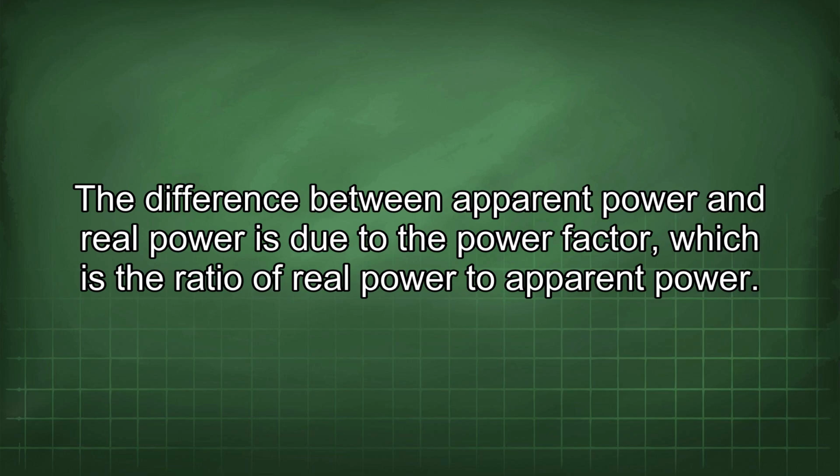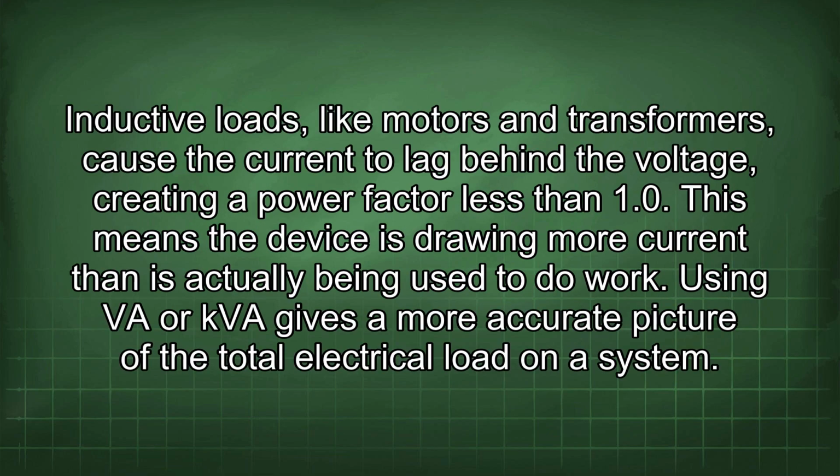power to apparent power. Inductive loads, like motors and transformers, cause the current to lag behind the voltage, creating a power factor less than 1.0. This means the device is drawing more current than is actually being used to do work. Using VA or kVA gives a more accurate picture of the total electrical load on a system.